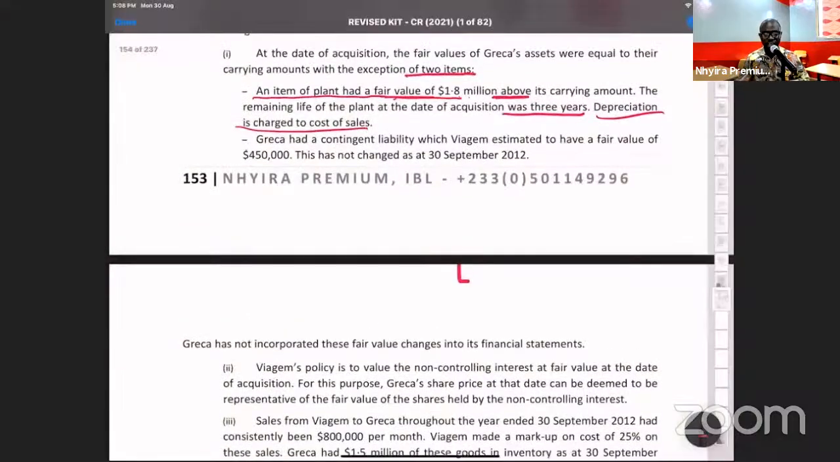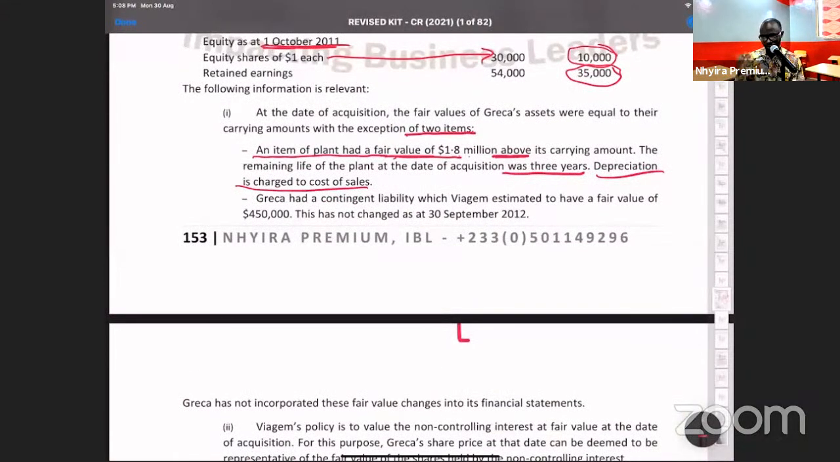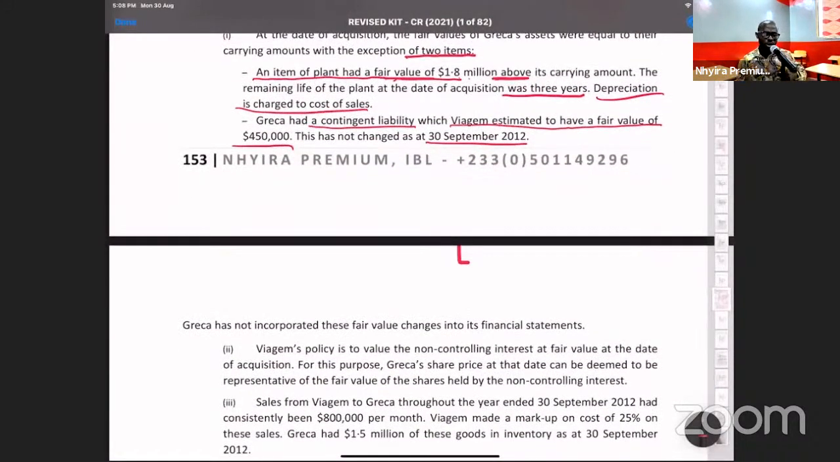Then let's move on to the second fair value adjustment. Greaser had a contingent liability, which VRGEM estimated to have a fair value of $450,000. This has not changed as of 30th September 2012. Now, we don't know if it is included in their financial statement or not because it says with the exception of these two items.